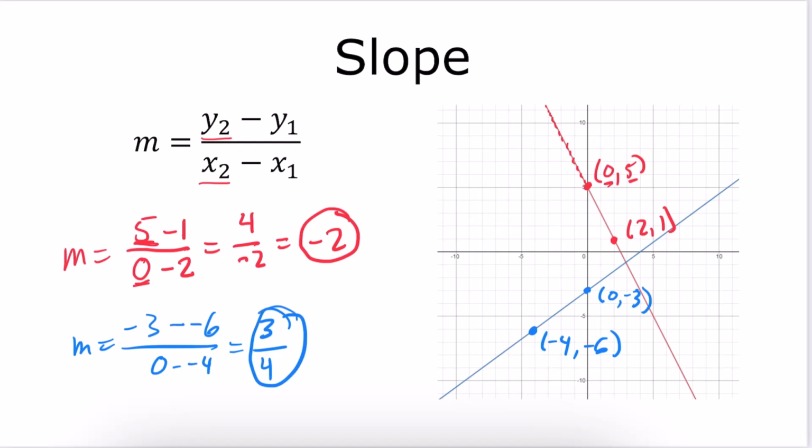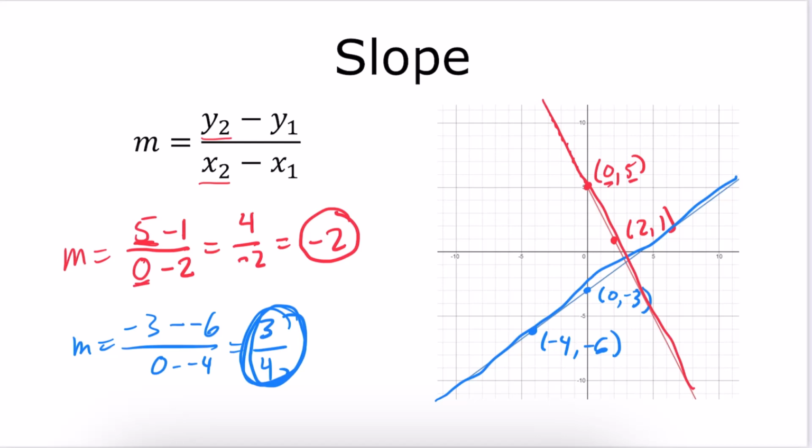So the smaller the number is, the less steep the line is. Because if you look at this blue line right here, that is a less steep line than this line, which was much steeper and had a slope of negative 2. So a fraction like 3/4 will be less steep than a slope of a number like 2.